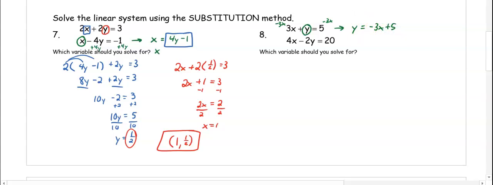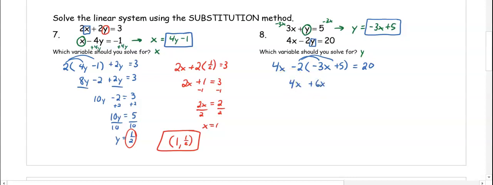So now we are going to box what y equals, and we're going to put it in for y in the other equation, which is the second equation because we haven't manipulated that at all. So we have 4x minus 2 times negative 3x plus 5 equals 20, and we can solve for x. So we're going to distribute. Remember that 2 negatives equal a positive. So 4x plus 6x minus 10 equals 20.